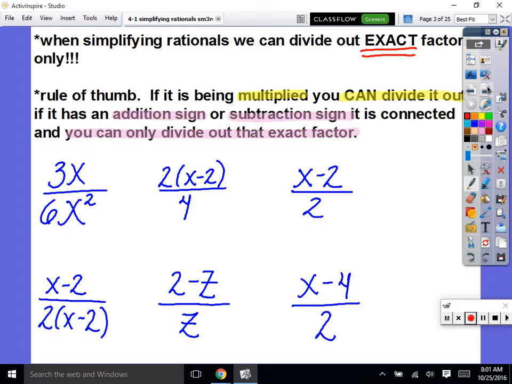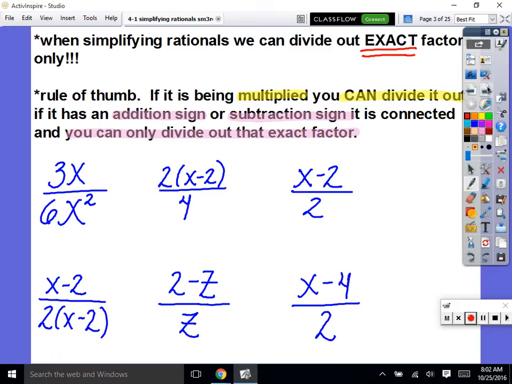So when simplifying rationals, we can divide out exact, notice I underlined exact factors only. A rule of thumb I use is this. If it's being multiplied, you can divide it. If it's connected by multiplication, it's okay to divide something on top and bottom. Does that make sense? So there's 2 things multiplied on top, it's okay to divide them out, the top and bottom. Does that make sense, everybody?